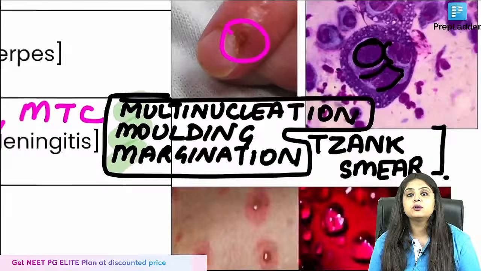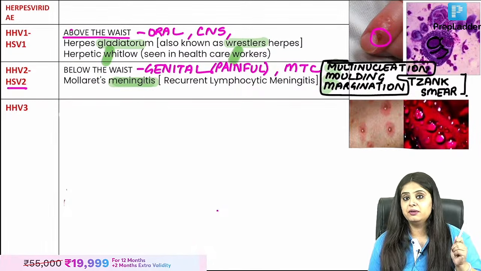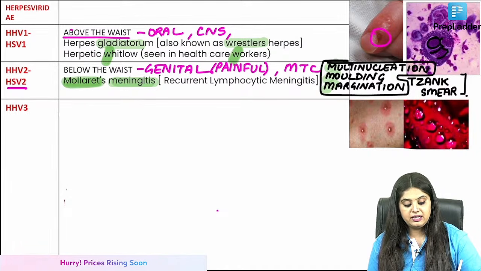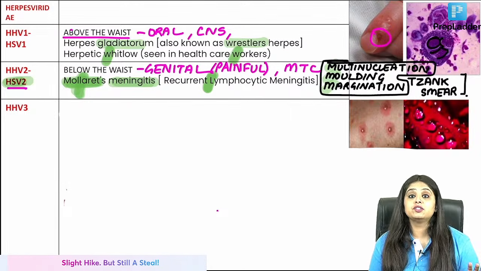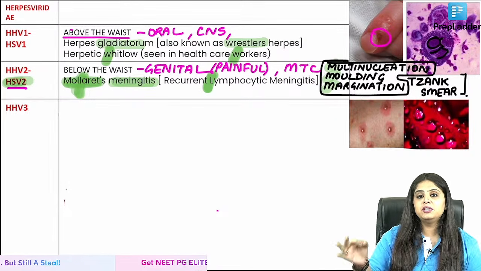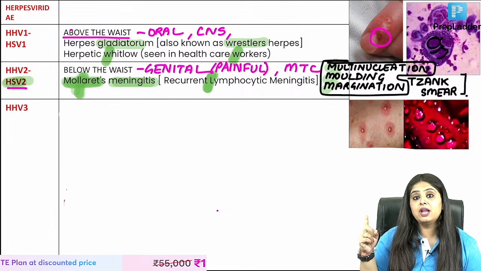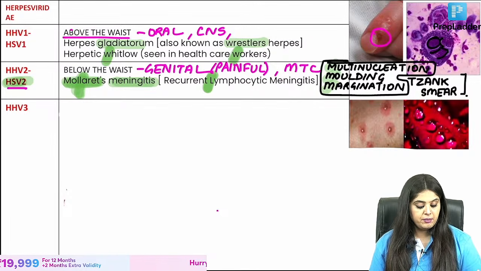Now I have a very simple question for all of you. All meningitis, brain above the waist, is because of HSV1. The exception is Mollaret meningitis, which shows lots and lots of lymphocytes, and that is because of HSV2. Repeat this sentence with me. All meningitis, of course, above the waist, is because of HSV1, but Mollaret meningitis is because of HSV2. Don't mess up here.